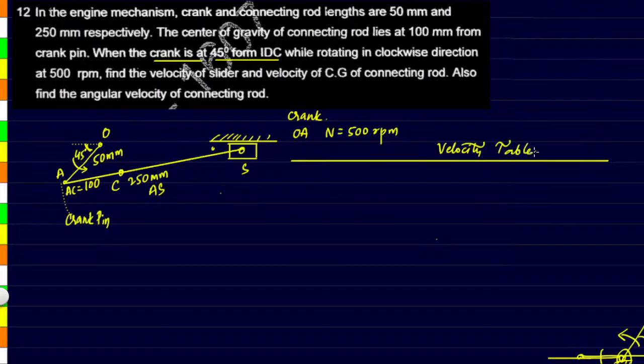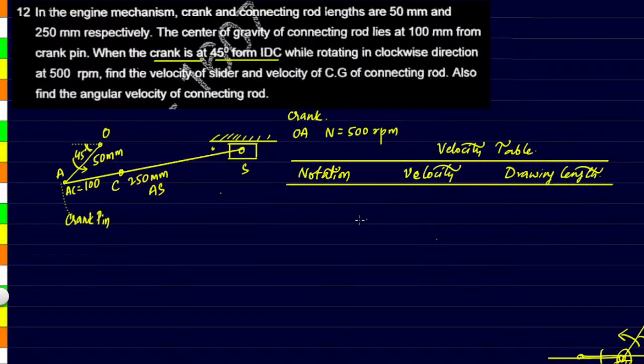So first length that we are taking is the link length. Let's first write down the notation. Let's say rotation, then velocity, and drawing length. So these three things we will need here. The first velocity that we need to find will be the velocity of A with respect to O.